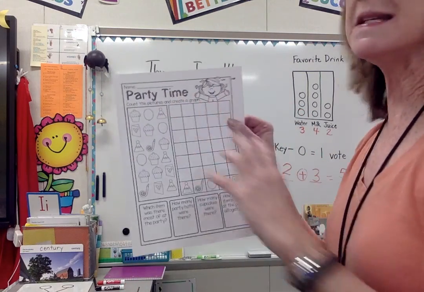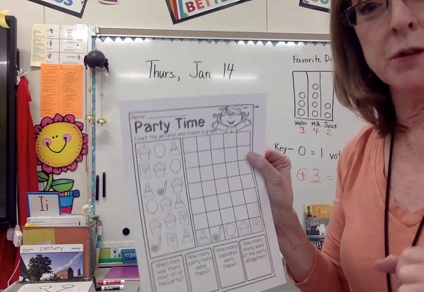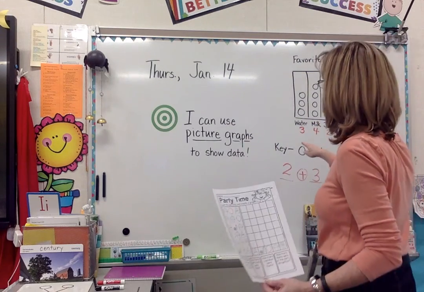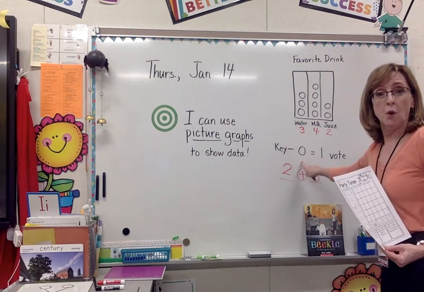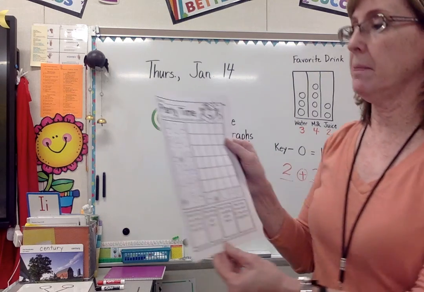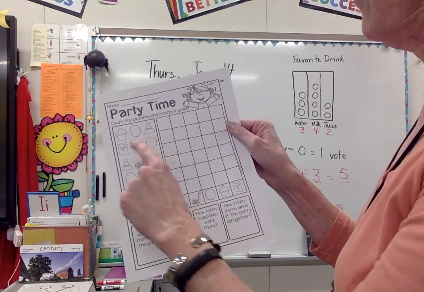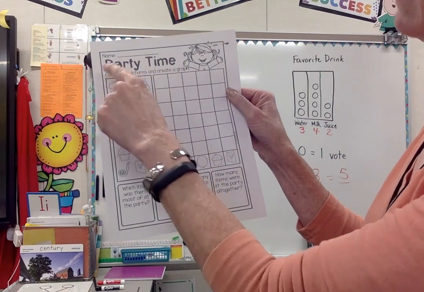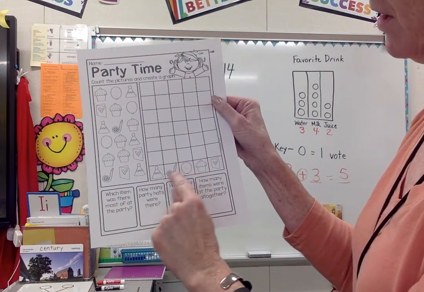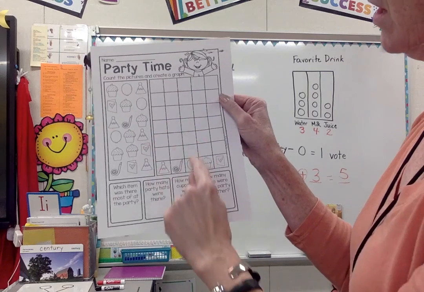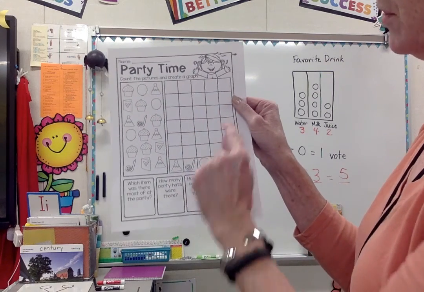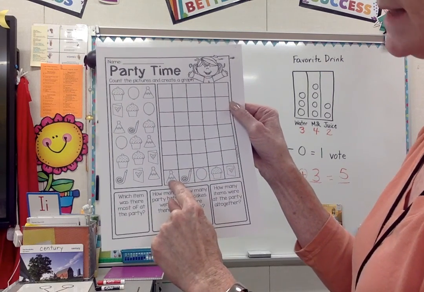Now this isn't necessarily a picture graph. We're going to turn it into a picture graph. We're going to use the same key on this. 1 circle stands for 1 item. So what you're going to do is you're going to come over here and count the pictures. We have party time here, things for the party, and each one of these going on this vertical graph, it's going to go up this way. So we're going to count how many party hats.